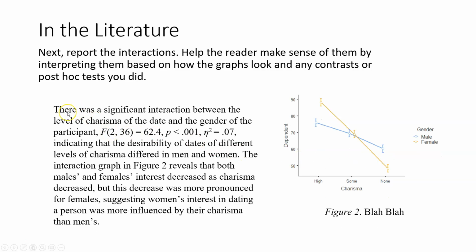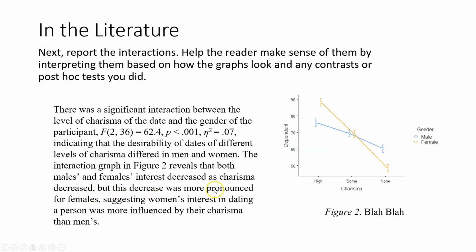Then we would continue on with the next interaction. We would say there was also a significant interaction between the level of charisma of the date and the gender of the participant. We would list all those statistics, indicating that the desirability of dates of different levels of charisma differed in men and women. The interaction graph in Figure 2 reveals that both males' and females' interest decreased as charisma decreased. So as charisma decreased, these interest levels also decreased for both genders.